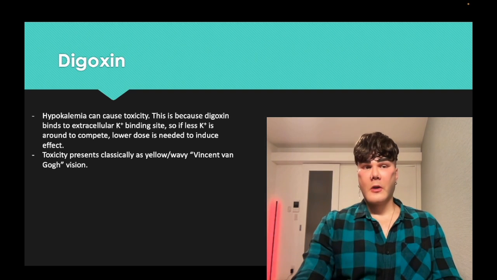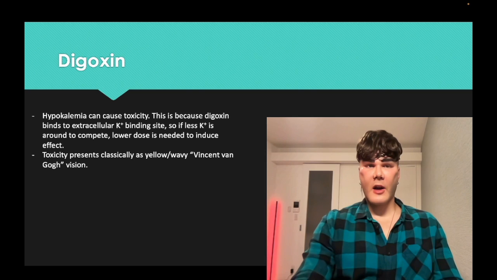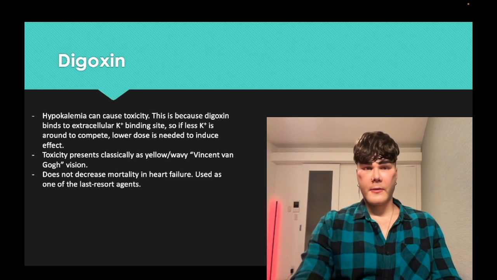And then you should know that Vincent van Gogh yellow wavy vision can be one of the ways digoxin toxicity presents. Doesn't decrease mortality in heart failure. Okay, so that's a Step 2 CK level detail.